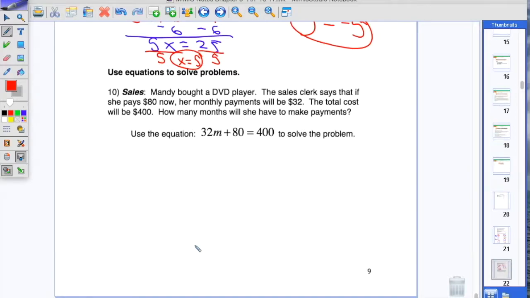Use equations to solve problems. It says, Sales: Mandy bought a DVD player. The sales clerk says that if she pays $80 now, her monthly payments will be $32. The total cost will be $400. How many months will she have to make payments? The equation is given to you, 32m plus 80 equals 400. 32 comes from her monthly payments, 32 times the number of months. The 80 comes from how much she's paying now, and 400 is the total cost of the DVD player. So we subtract the $80 from both sides, that's how much she's going to put down on that DVD player.